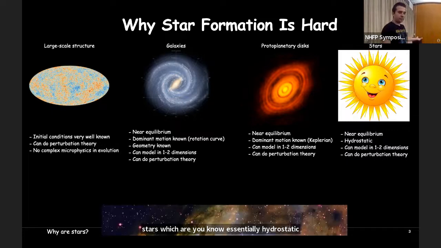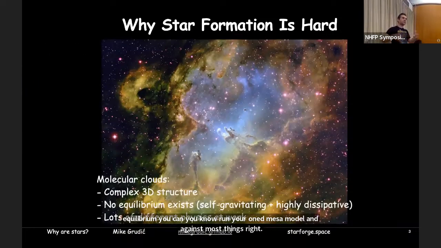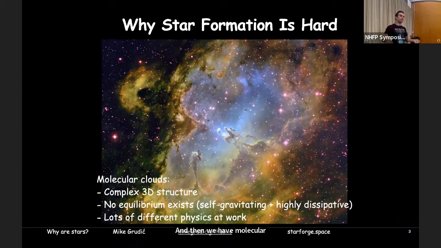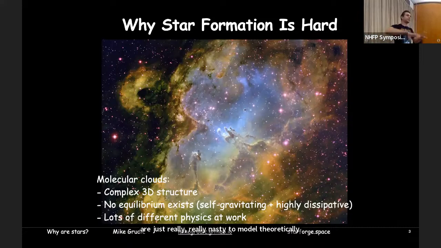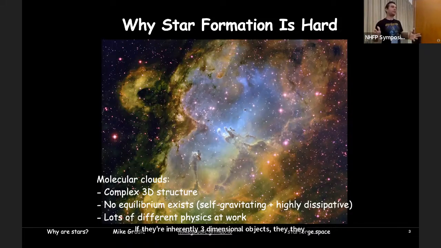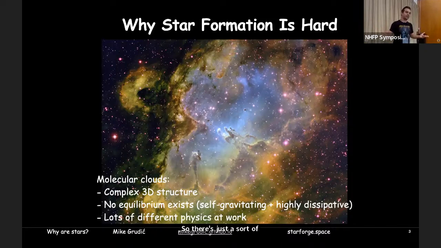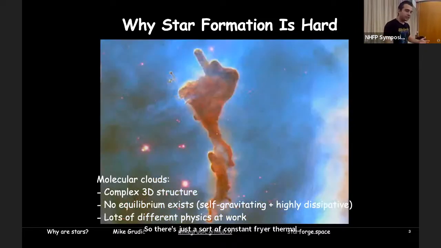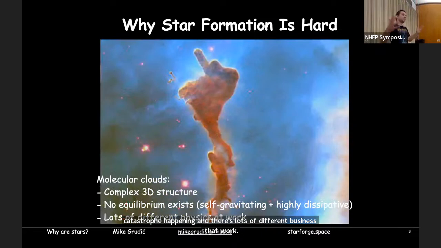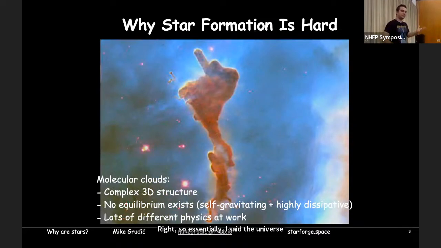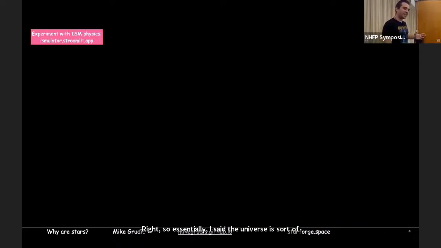And then we have molecular clouds. Molecular clouds are just really nasty to model theoretically. They're inherently three-dimensional objects. They have nothing even resembling an equilibrium to attract towards, because they're both self-gravitating and highly dissipative. So there's a constant gravothermal catastrophe happening, and there's lots of different physics at work. Essentially, the universe is resisting our attempts to understand how stars form, and that battleground is at the stage of molecular clouds.